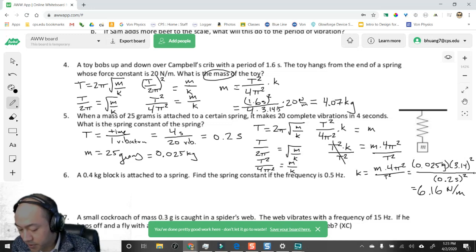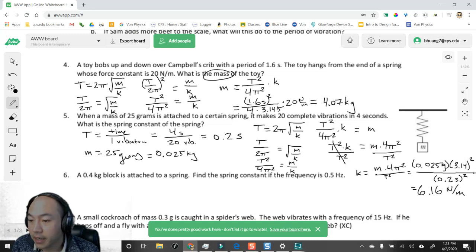I feel like I made a mistake there. It's 0.025 divided by 0.2 squared times 4 times 3.1415 squared. I think I forgot to square the pi.